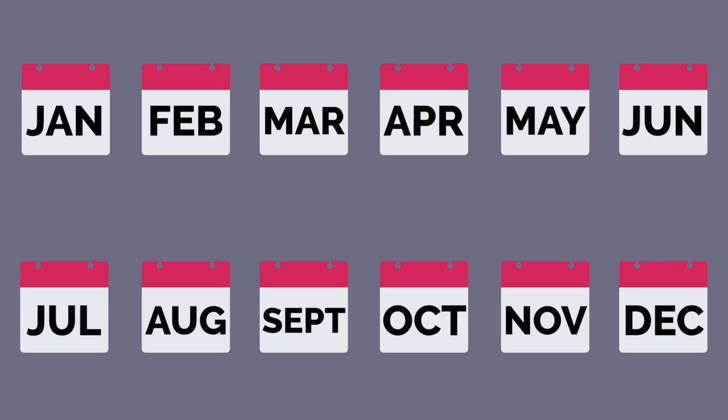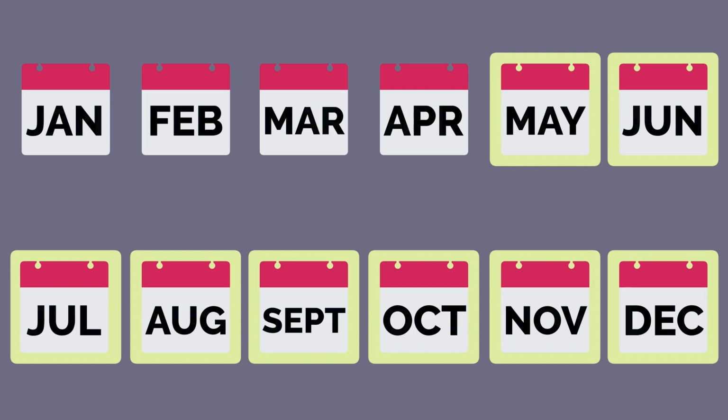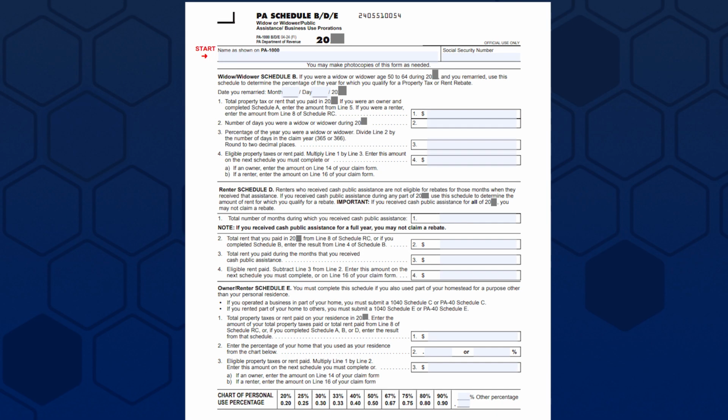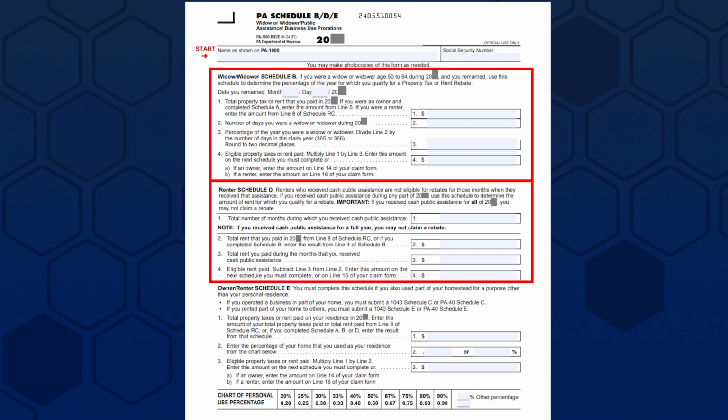Schedule B is used to determine the portion of the year for which an individual qualifies for the Property Tax Rent Rebate Program. The PA-1000 Schedule B is located on the consolidated PA-1000 Schedule B/D/E. Each of these schedules is used for different purposes, so please make sure that you are only filling out the section titled Widow/Widower Schedule B, unless the other schedules are needed.